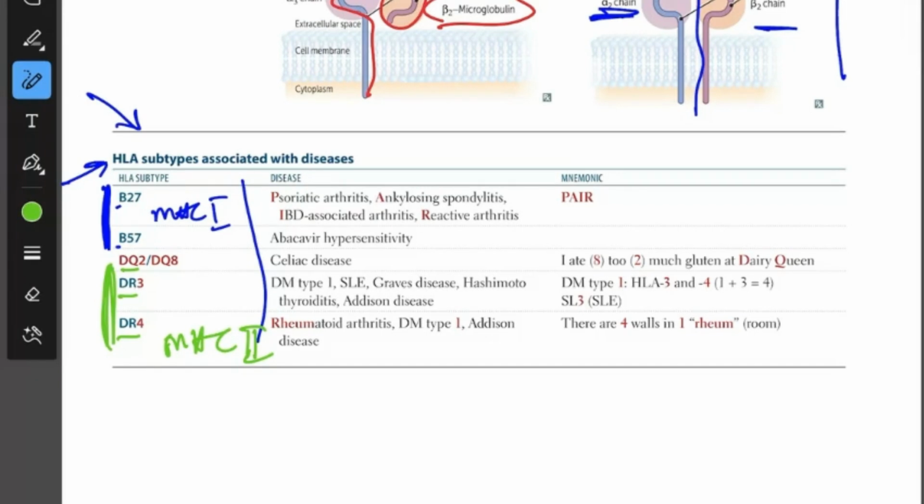Also very important for you to know the disorders associated with MHC1. So for B27, these disorders are called PAIR. This is psoriatic arthritis, ankylosing spondylitis, inflammatory bowel disease associated arthritis, and reactive arthritis, all right.